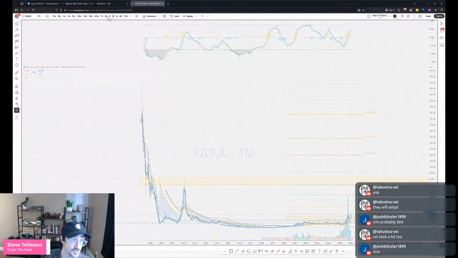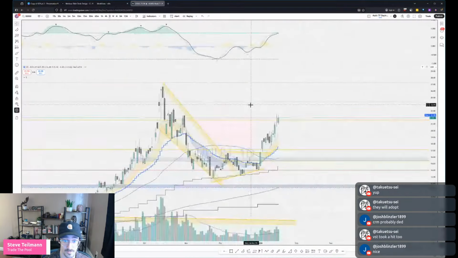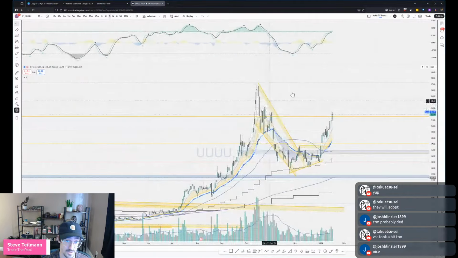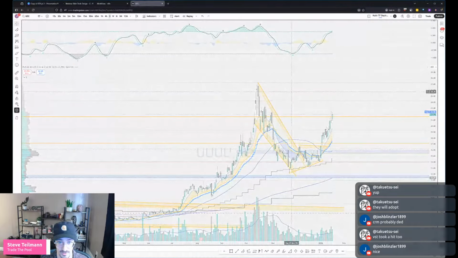Love this one. If it flags out again here, add more. Otherwise, just ride in the initial position here.